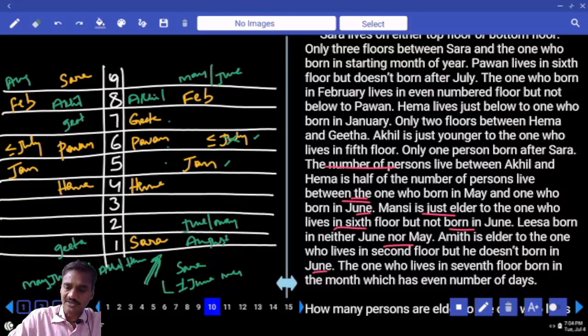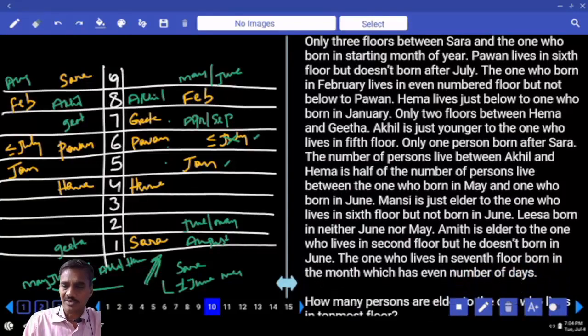Then the one who lives on the 7th floor was born in a month which has an even number of days. 7th floor, even number of days: March is not valid because it has 31, so April or September. Then coming back to this one, we have done with this information, May and June. Then tell me what are the remaining ones we have: April, September and June. The one who lives on the 7th floor.